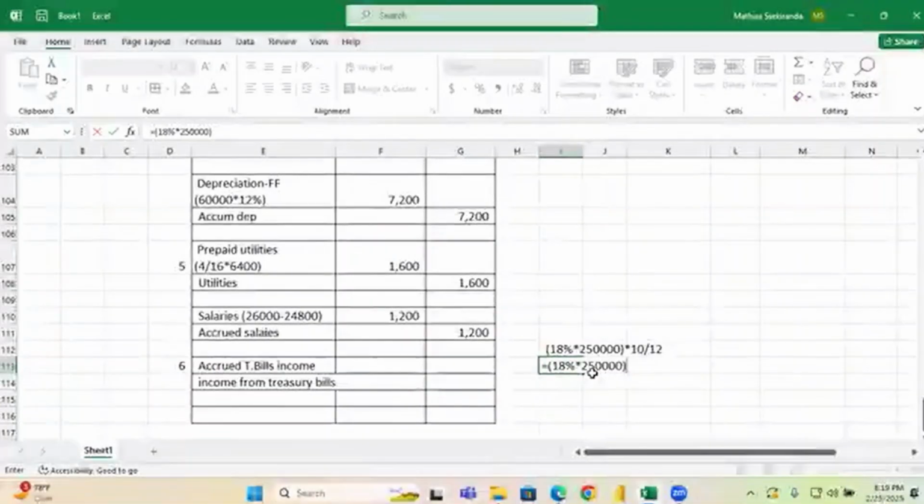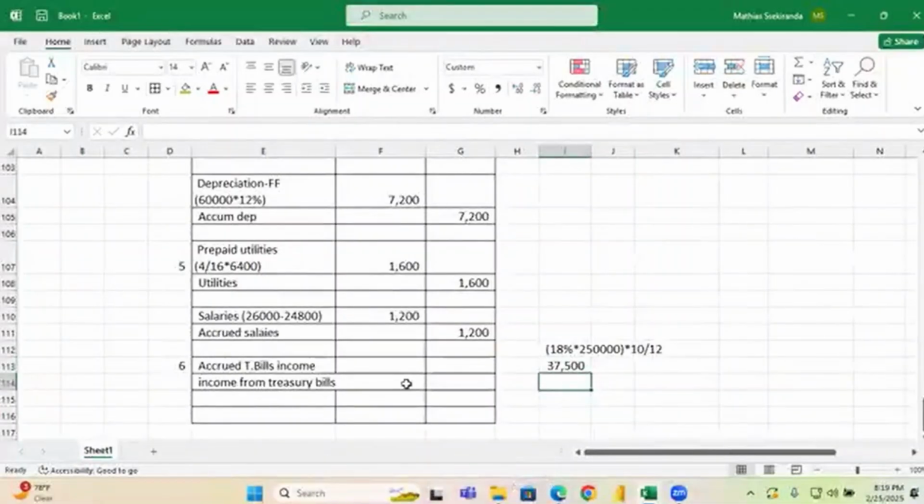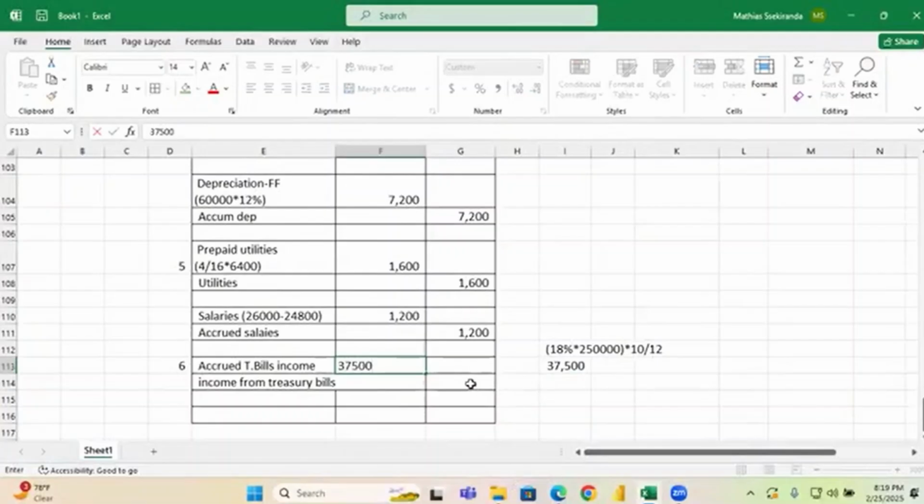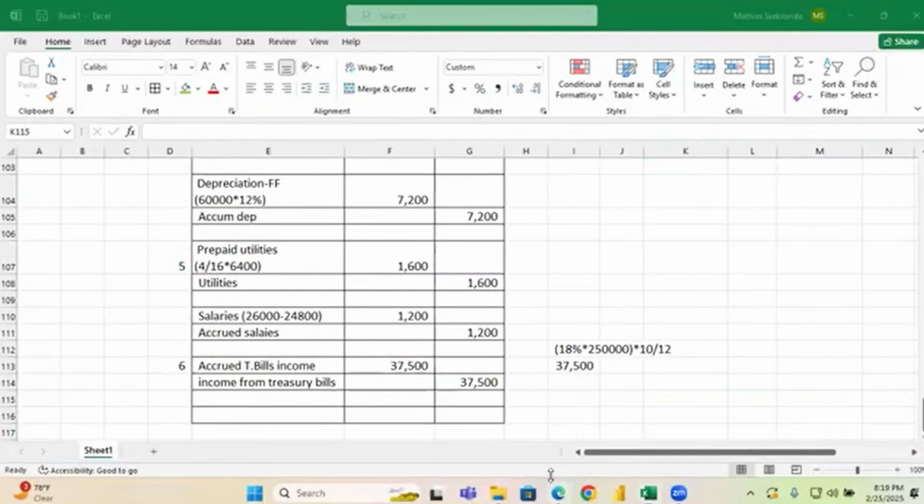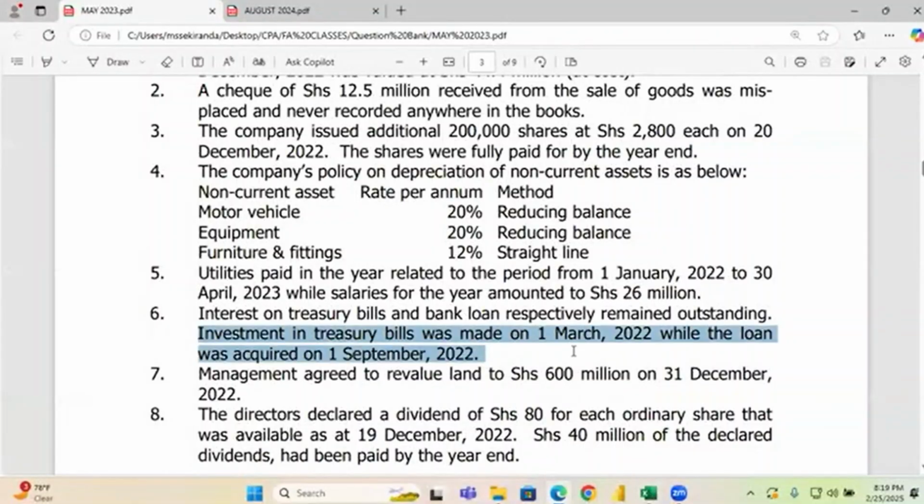That financial year. So this is how we shall do it, and the figure we get is 37,500. Guys, the reason we are considering only 10 months is because of the dates. They told us investment in treasury bills was made on 1st of March. Therefore, when computing interest, don't compute interest for the entire year, and yet you only invested for 10 months, okay? Be very attentive on the dates given by the examiner, because it will guide whether that month is inclusive or not.